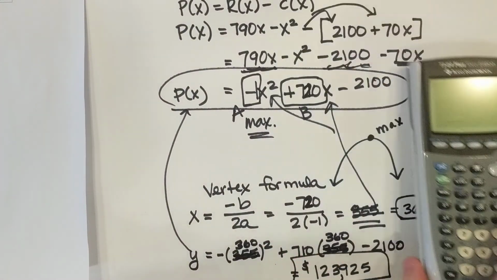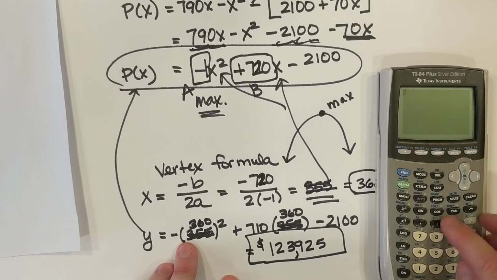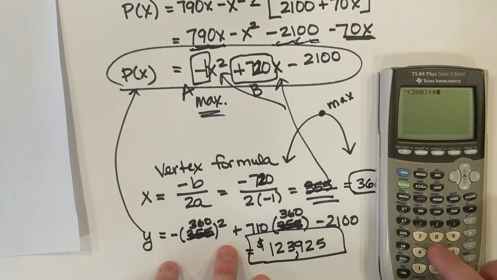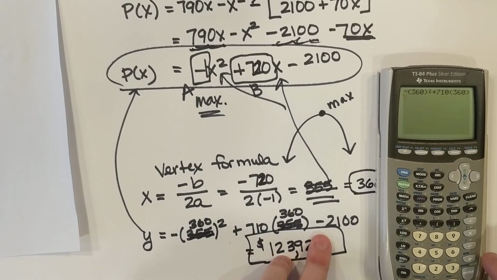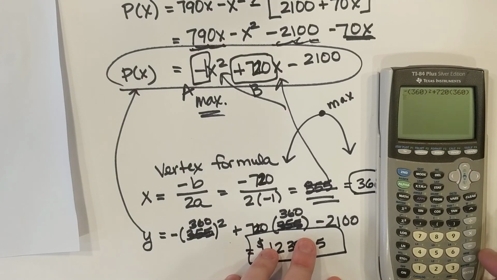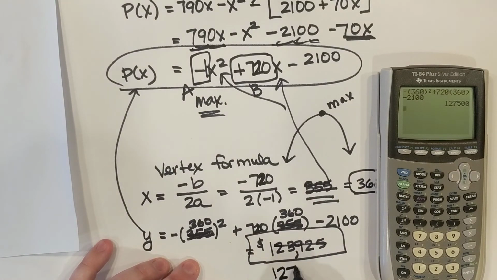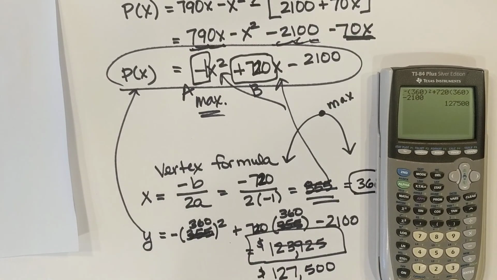Okay, so let me look at that real quick, make sure you can see it. All right, so let's see. If I go negative 360 squared plus 720 times 360, minus 2100. So that changes this answer to 127,500.